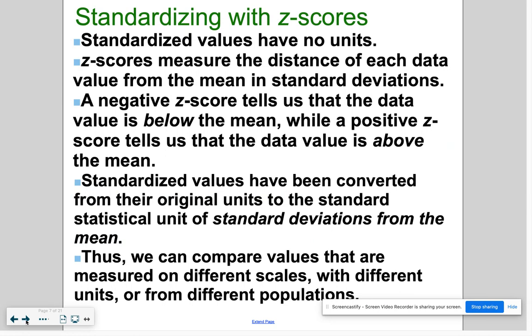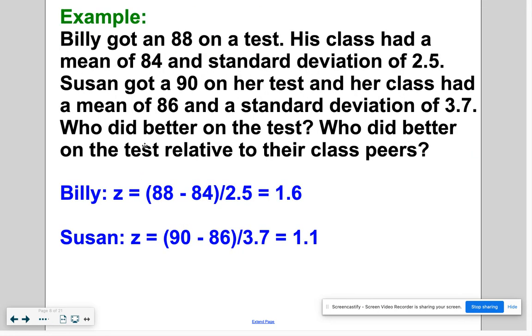There's some things on notes that you can pause and read. Okay, so here's an example of it. Billy got an 88 on a test, but it's a different class than Susan's. The mean for his class was 84 and a standard deviation of 2.5. Susan got a 90 on hers. Her class had a mean of 86. This could be like Billy is in math class and Susan is in French class. It could totally be 2 different types of classes.